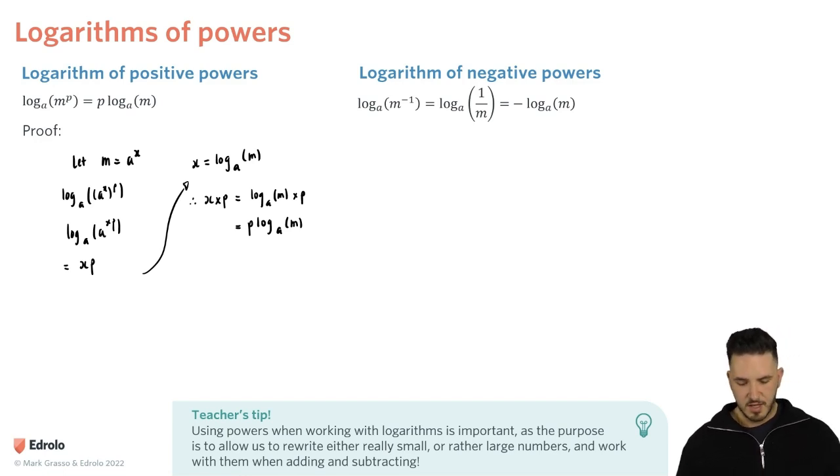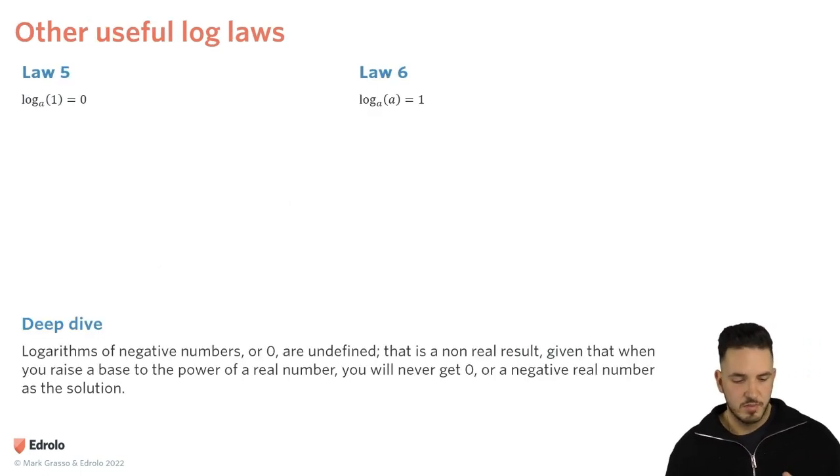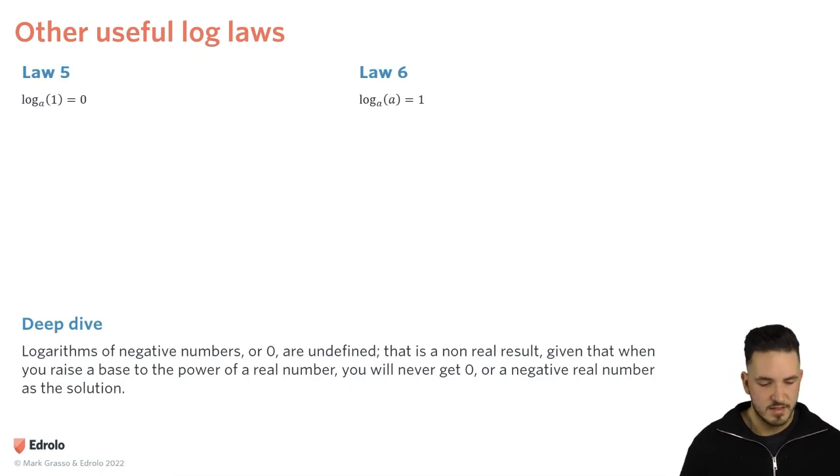So a tip: using powers when working with logarithms is really, really important. The purpose is to allow us to rewrite either really small or rather large numbers. So again, we're going to be working with them when we add and subtract, as well as when we're working with powers. So some other useful log laws, we have law 5 and law 6. Log a of 1 is equal to 0, and log a of a is equal to 1.